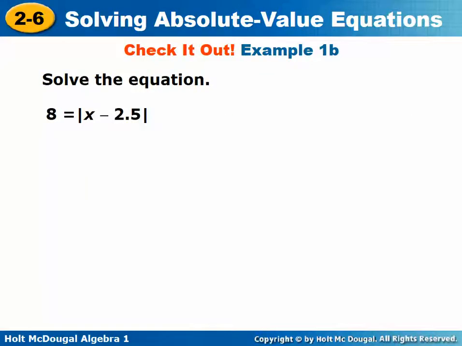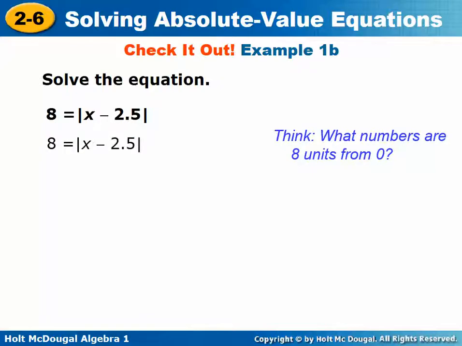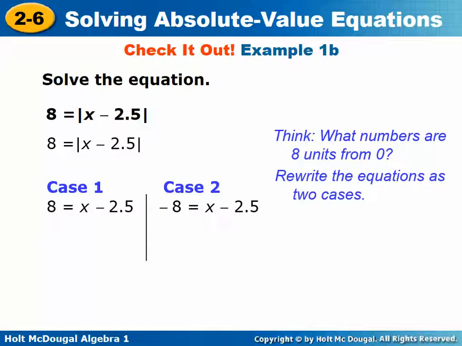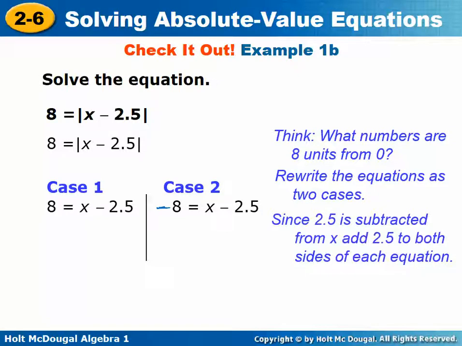Now this one, we're not going to have such a simple one because there's something else inside the absolute value sign. So this one, there's nothing to undo from the absolute value part; it does not have anything added, subtracted, multiplied, or divided to it. So we're going to go ahead and write our two cases right away. One case is just 8 equals, a positive 8 equals x minus 2.5. And the other case, we put a negative on the other side. So we have 8 equals x minus 2.5, or negative 8 equals x minus 2.5. And then we solve each case. These answers will not be the opposites of each other.